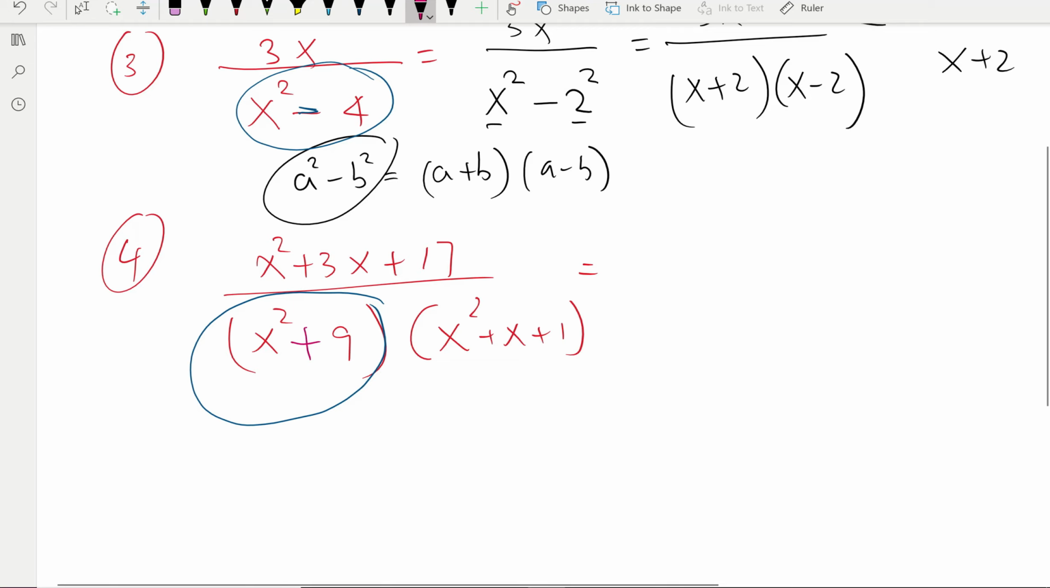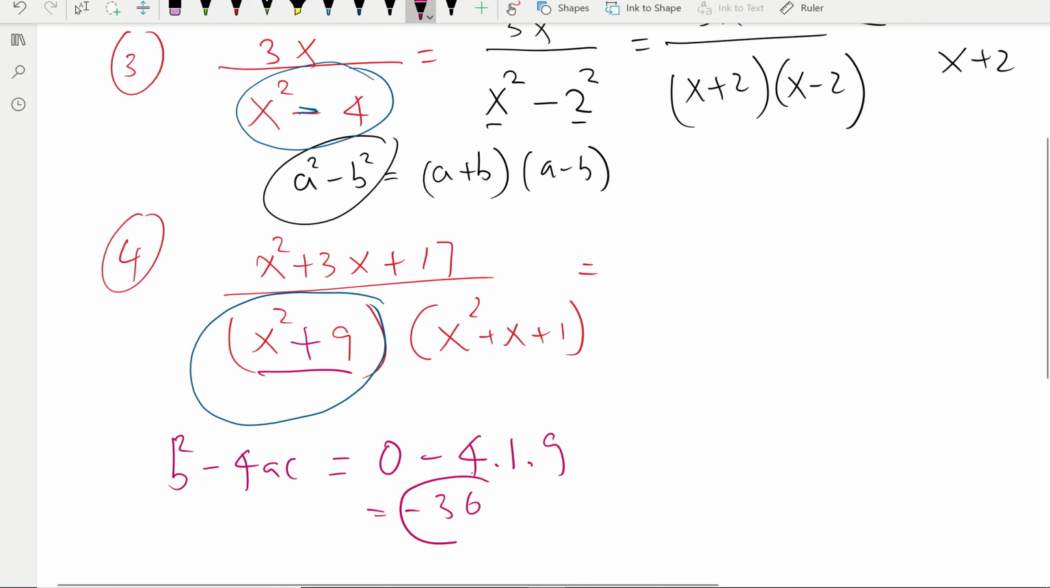If you want, you have to take the square root of negative 9, or you can use that trick b square minus 4ac. Find what is b square minus 4ac. So here b is 0 because there's no x to the power 1 term. So 0 minus 4 times a is 1, coefficient of x square, c is 9. So 0 minus 4 times 9 is negative 36. So we have a negative number.